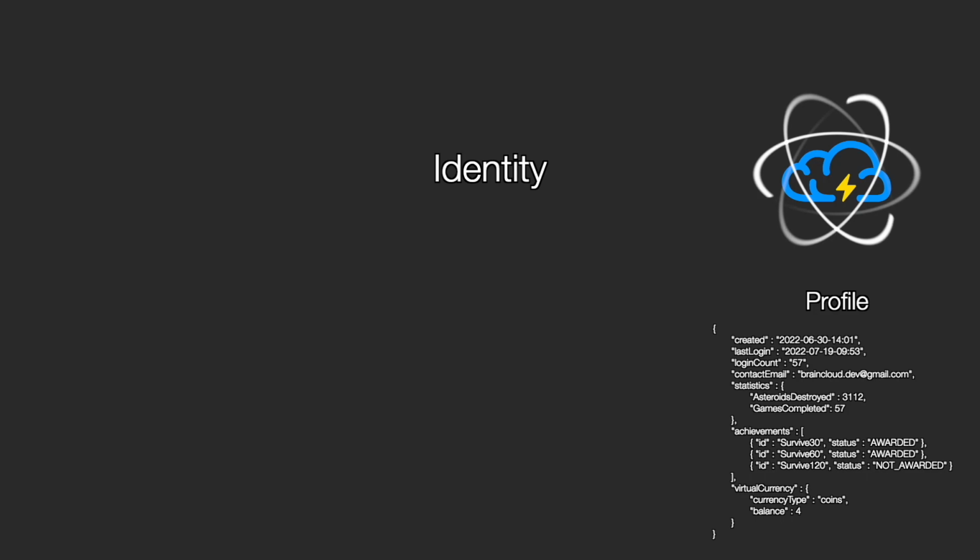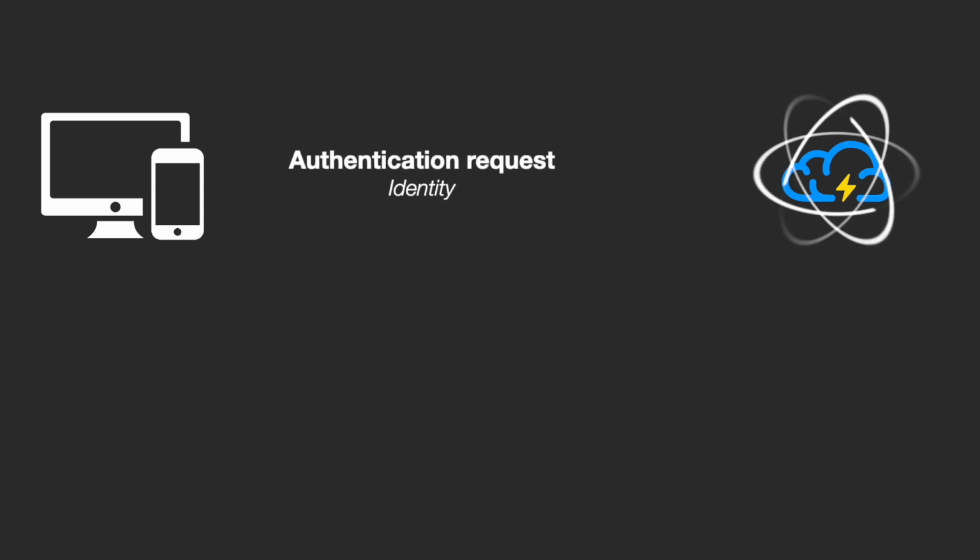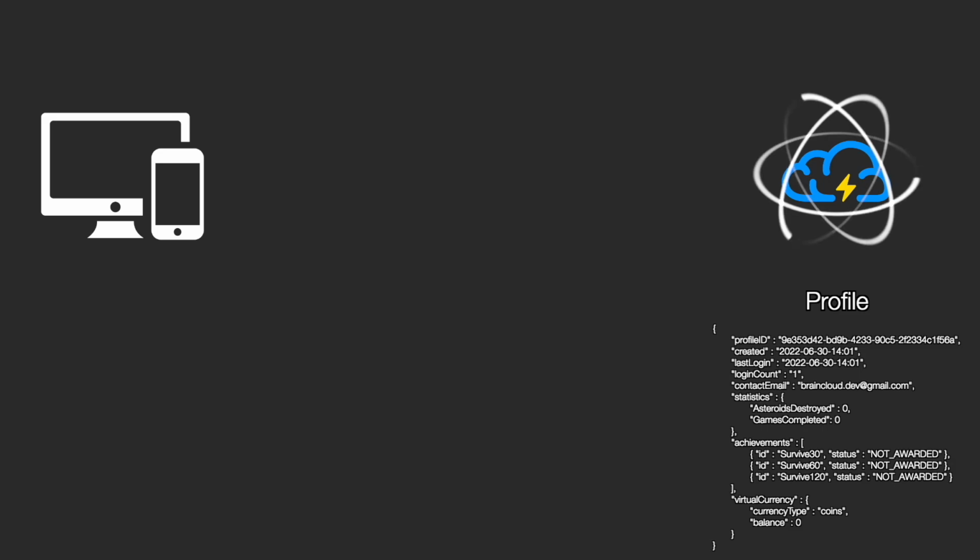An identity is used by the brainCloud server to locate the user's profile. During authentication, if a profile cannot be found for the supplied identity, then a new profile is automatically created on the server. When a user's profile is created for the first time, a unique profile ID is generated by the server. This profile ID will be returned on every successful authentication request.